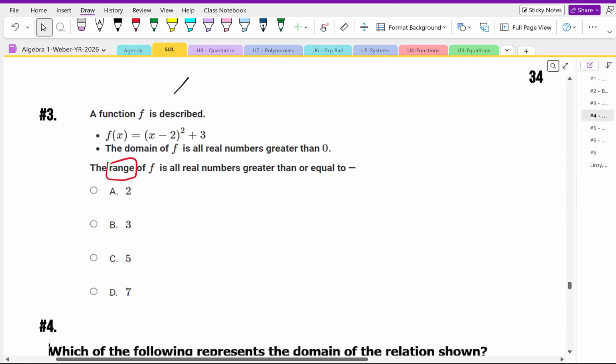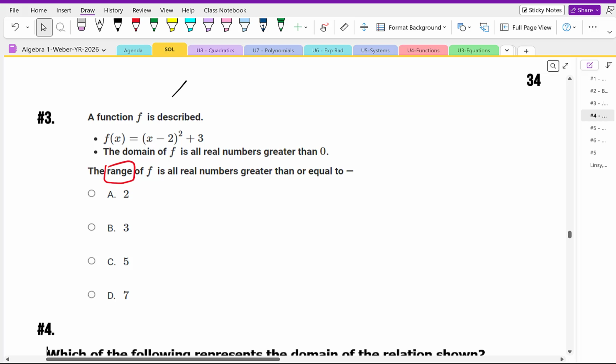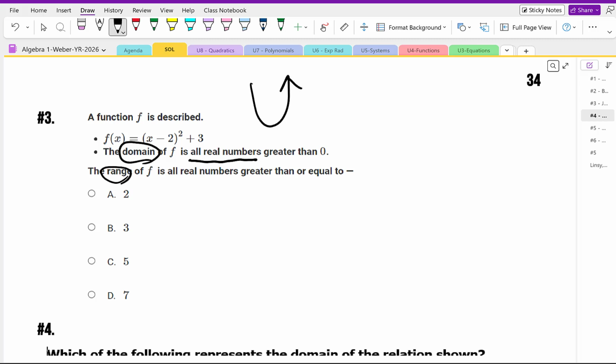Okay, for the next one, there are 2 vocab words. They say domain and they say range. But with domain, they said all real numbers. So I already know that the graph is going to be like this, or the graph is going to be like this. Okay, so what they're asking us for is the range.